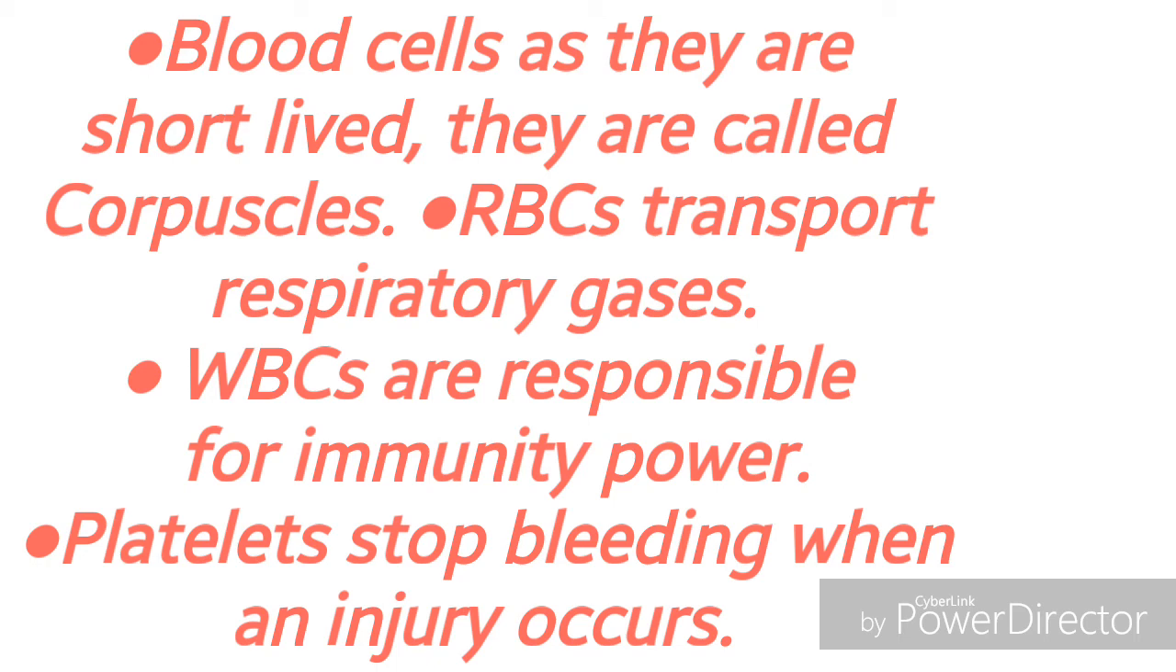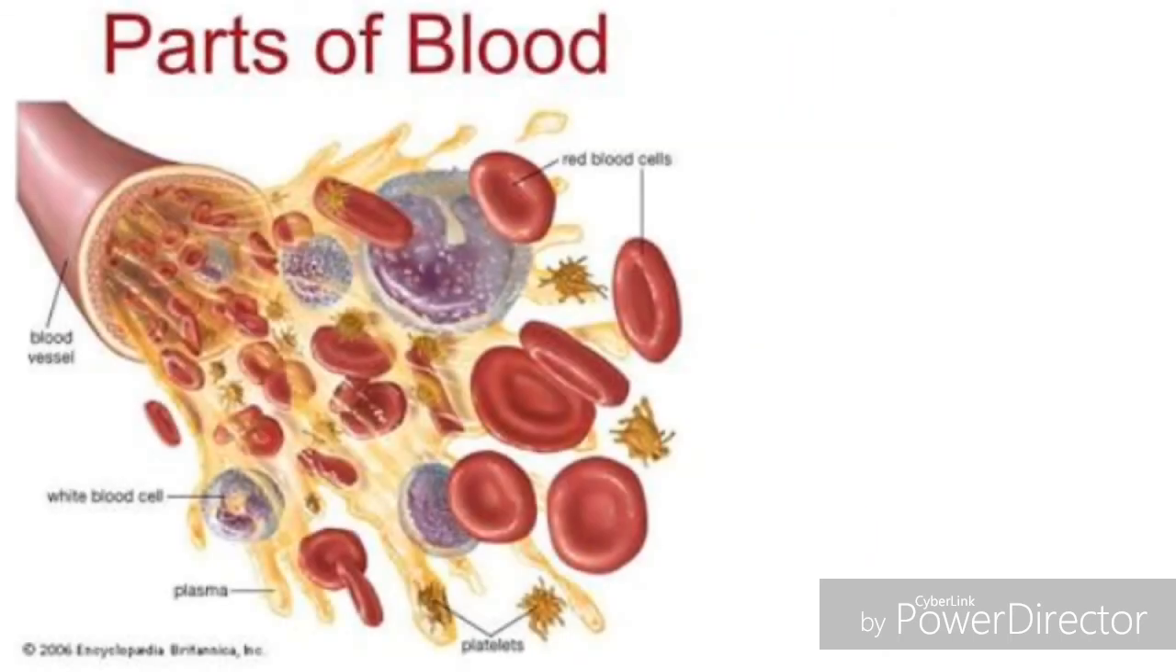The lymphocytes are mainly responsible for immunity power. They attack the germs and they kill them. Platelets, the third type of blood cells, stop bleeding when an injury occurs. The clotting of blood at the site of injury is actually a biochemical process, and vitamin K is also responsible for this.